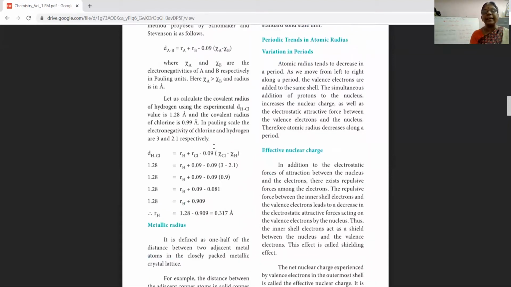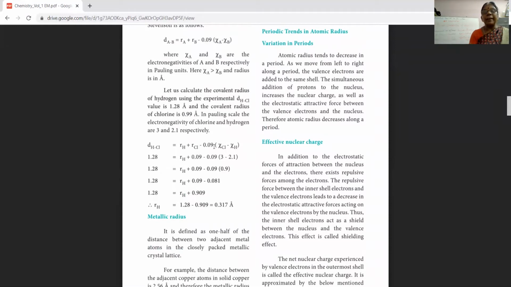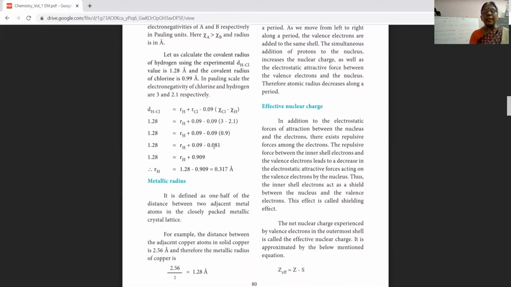Next is periodic trends in atomic radius. Variation in a period: atomic radius tends to decrease in a period as we move from left to right along a period, and the valence electrons are added to the same shell. The simultaneous addition of protons to the nucleus increases the nuclear charge as well as the electrostatic attractive force between the valence electrons and the nucleus. Therefore, atomic radius decreases along the period.